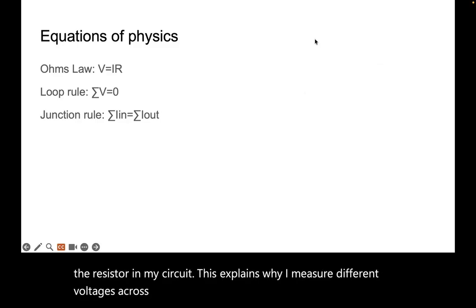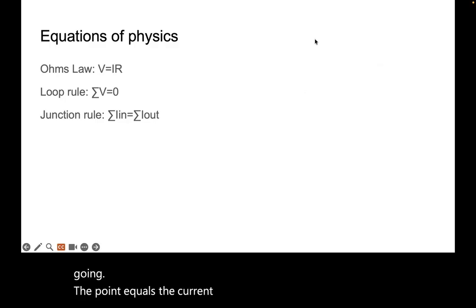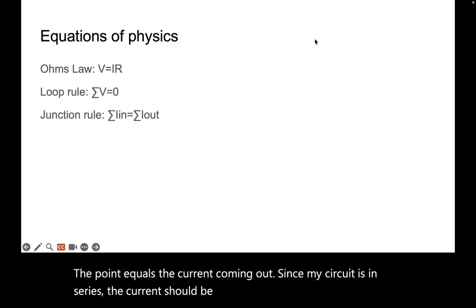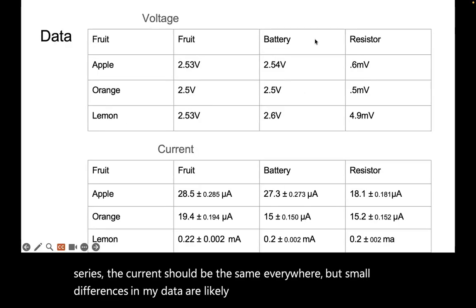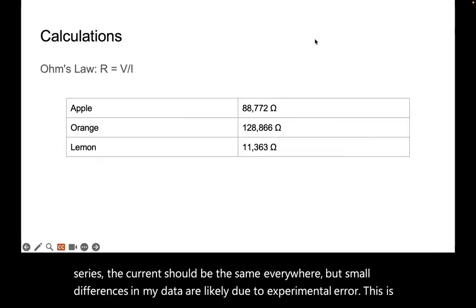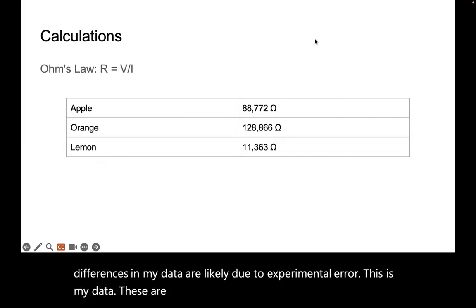The junction rule says that current going into a point equals the current coming out. Since my circuit is in series, the current should be the same everywhere, but small differences in my data are likely due to experimental error. This is my data. These are my calculations using Ohm's law for the fruits.